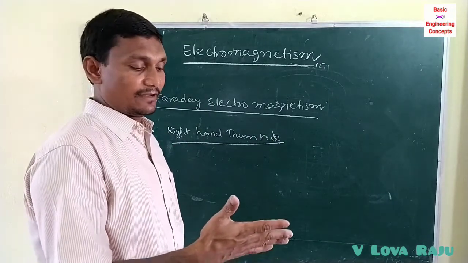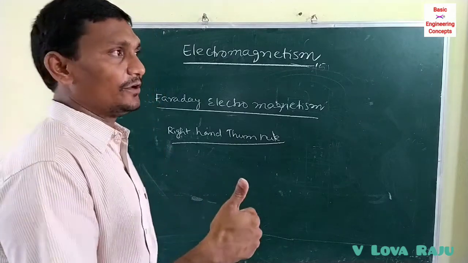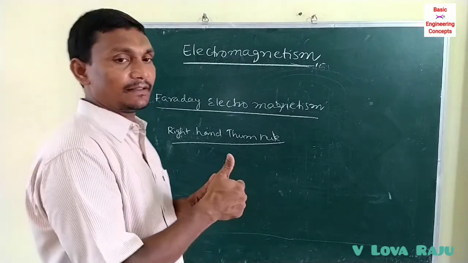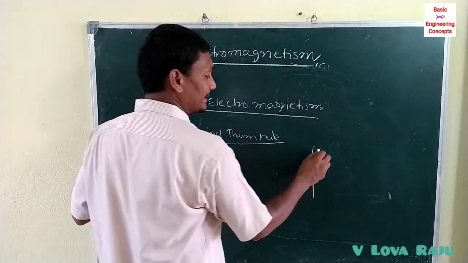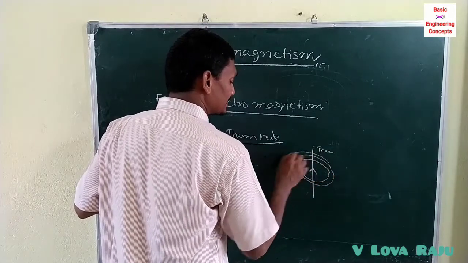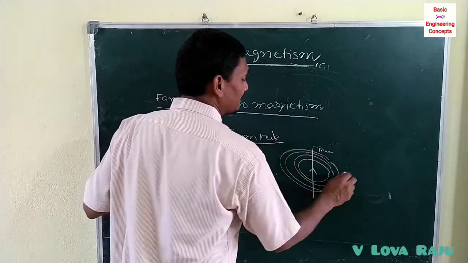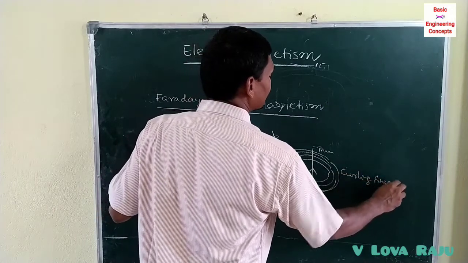Whenever the magnetic flux is indicated by the curling fingers, then the current flowing through the conductor is indicated by the right hand thumb. The current flowing in a conductor is indicated by the thumb, and the magnetic field as concentric circles around the conductor is indicated by the curling fingers.